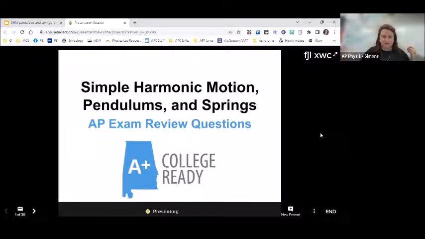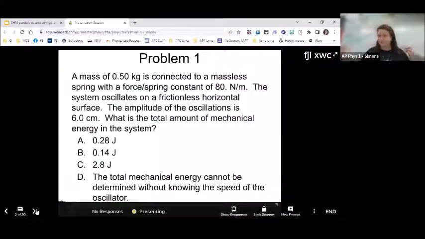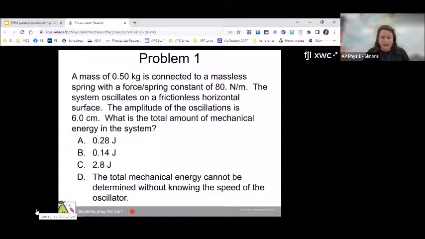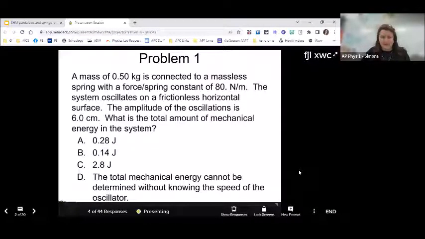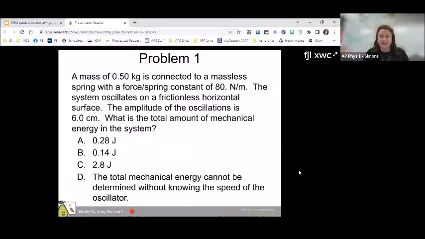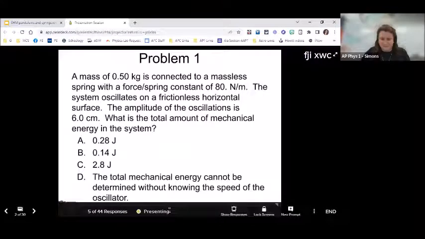These are the review questions themselves. So let's see what we got here. All right, if we have a mass of 0.5 kilograms connected to a massless spring, so we've got this magical spring here, and the spring constant here is 80. The system oscillates on a frictionless horizontal surface. The amplitude of the oscillations is 6 centimeters. Let's see if we can figure out the total mechanical energy of this system.